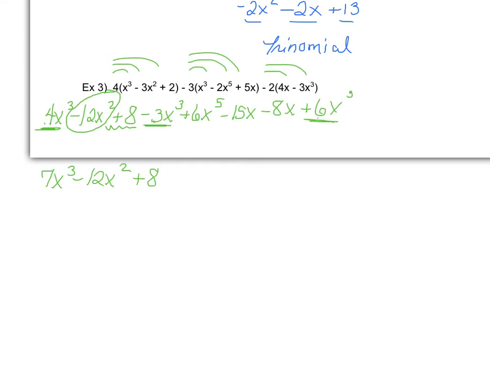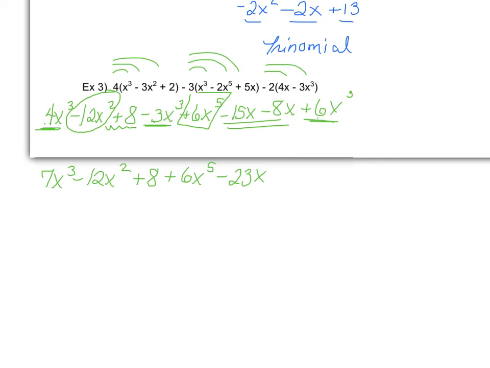And then I have a 6x to the 5th without any other x to the 5ths. And then finally, it looks like these are both going to be like terms here. They both have just an x involved, so negative 15 and negative 8 is going to give me a negative 23x. I check, and this time I am not in standard form. My exponents are going 3, 2, none, 5, 1.